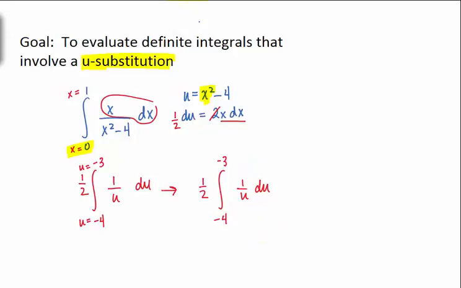Okay, now this is one we should know right off the bat. The antiderivative of 1 over u is the natural log of the absolute value of u. So we end up with 1/2 natural log of the absolute value of u evaluated from negative 4 to negative 3. And at this point, it's just a matter of plugging things in and evaluating the integral, or the result. So let's go ahead and do that. Be careful. Make sure that you don't make any arithmetic mistakes.